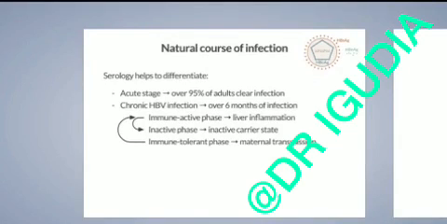One consequence of the long duration of immune tolerance is that it leads to a high frequency of maternal-infant transmission in endemic countries. This list of chronic forms is not exhaustive, and there are further special constellations. However, if you keep these 3 phases in mind, immune-active, inactive, and immune-tolerant chronic hepatitis B, that's a solid basis.